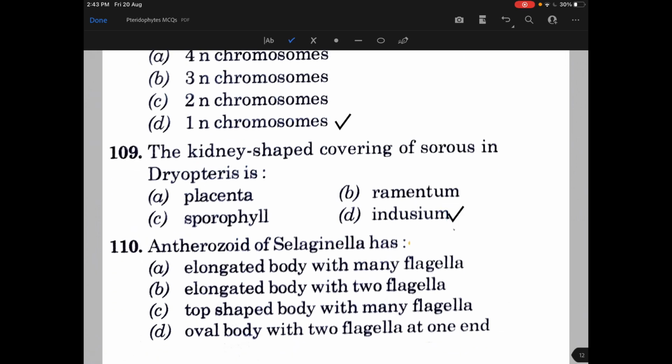Next, and this is the last question. Antherozoid of Selaginella has dash, and the answer is B, that is elongated body with 2 flagella. So with this we are completing the Pteridophytes MCQ.